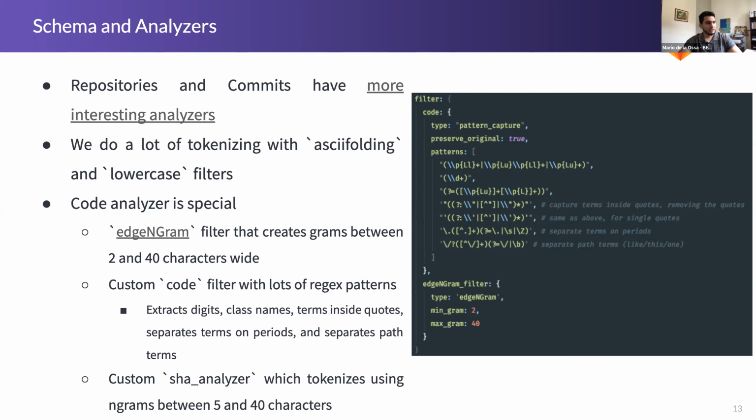We also have a custom SHA analyzer, which tokenizes using an n-gram between 5 and 40 characters, and that directly maps to how Git uses SHAs to identify a specific commit. So if you put a commit SHA into the search bar, we use this analyzer to turn a 40 long SHA into 39 long, 38 long, 37 long, all the way down to 5 long. And that's how we can allow you to search for the specific SHA, no matter how many characters you're giving us.